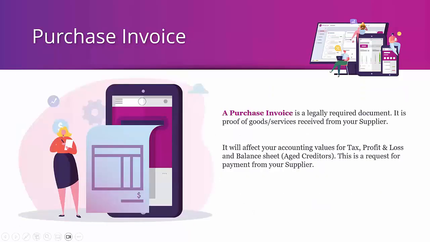So a purchase invoice, well, obviously, needless to say, it's a legally required document. This is the ultimate proof of goods or services received from your supplier. And this is the point in time from an accounting perspective where the values for tax, the P&L, balance sheet, i.e. your aged creditors, will all be updated. And I did mention already the goods received not yet invoiced, so where you have a delivery based on stock, and that's impacted the goods received not invoiced, then that will get updated once the invoice has been added. So ultimately, this is your request for payment from your supplier.